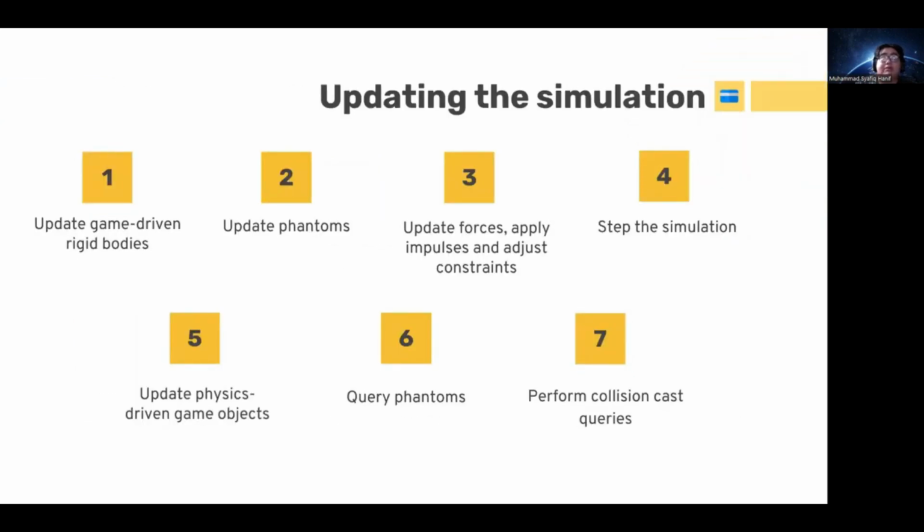And here we have updating the simulation, which is the step to completely update the physics simulation. There are seven steps. First is to update the game-driven rigid body, then update the phantoms, followed by update force, apply impulse, and adjust the constraint. Next is to step the simulation and update the physics-driven game object. The sixth step is to query the phantoms, followed by the last step of performing collision cast queries.